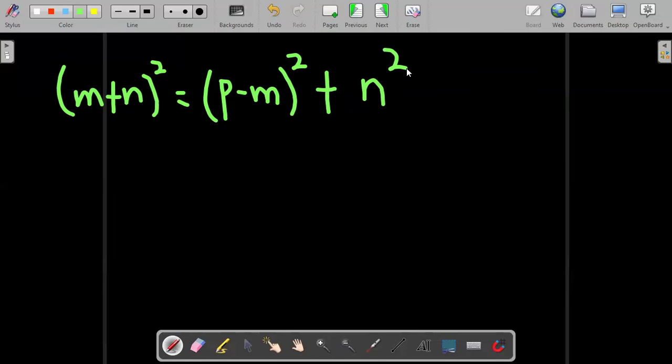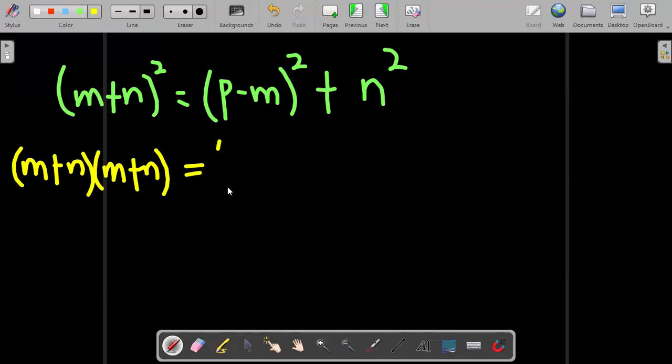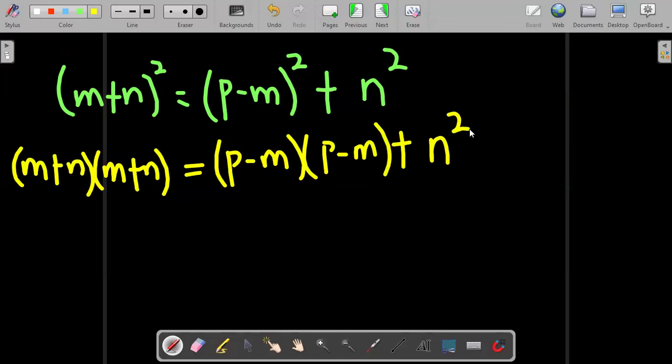So what I'm going to do now, we're going to open the bracket into 2. I will put the first bracket into 2, which is m plus n into m plus n. I will put this one into 2 also, p minus m into p minus m, plus n squared. You see it?